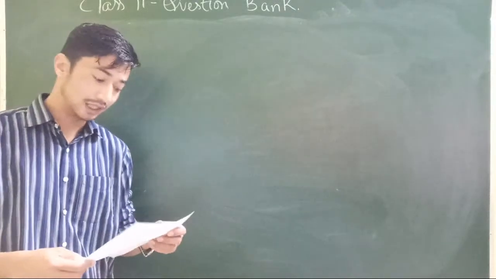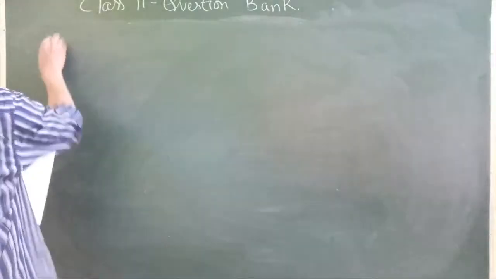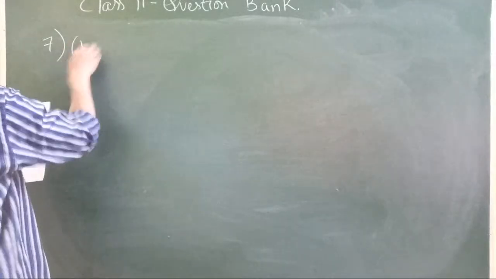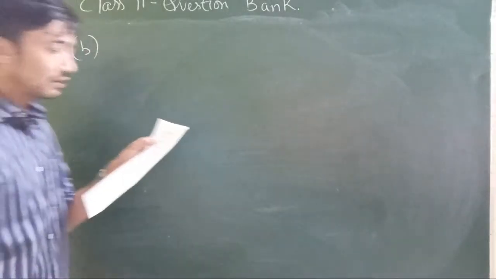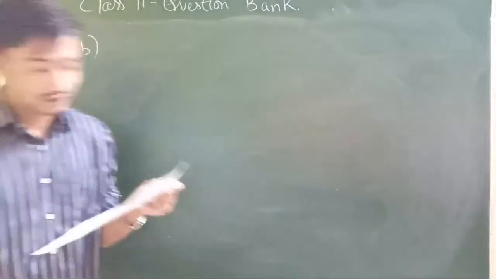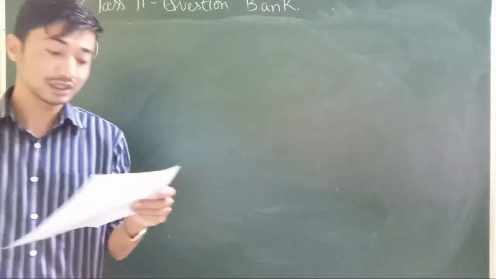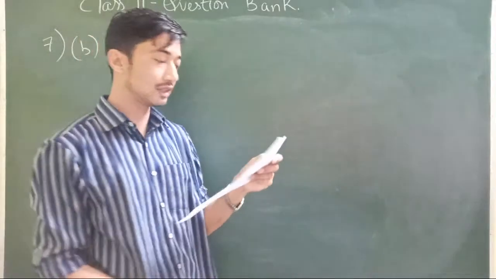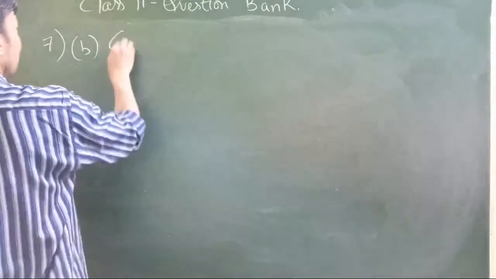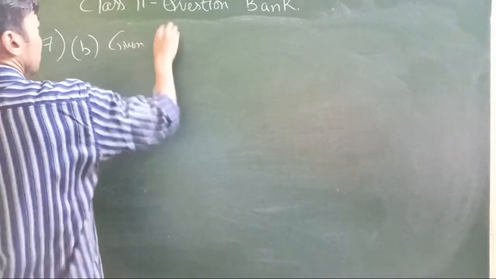Okay, all right, question number 7. Find the coordinates of the foci, the vertices, the lengths of the major axis and minor axis. Very simple question. The eccentricity, the length of the latus rectum of the ellipse.